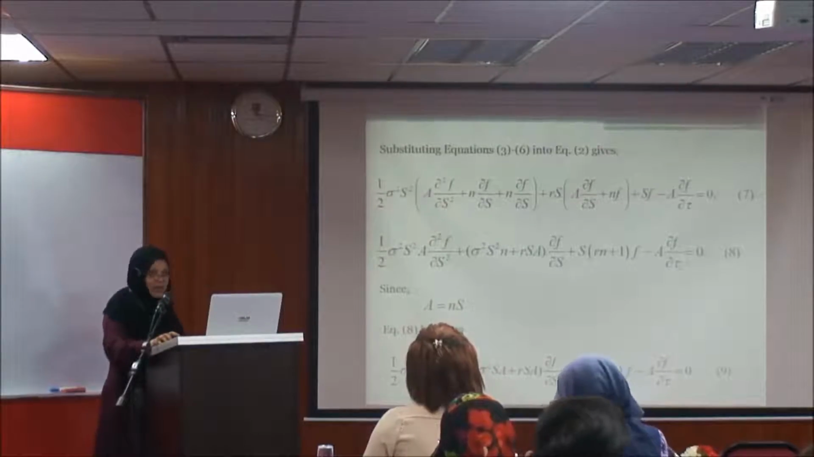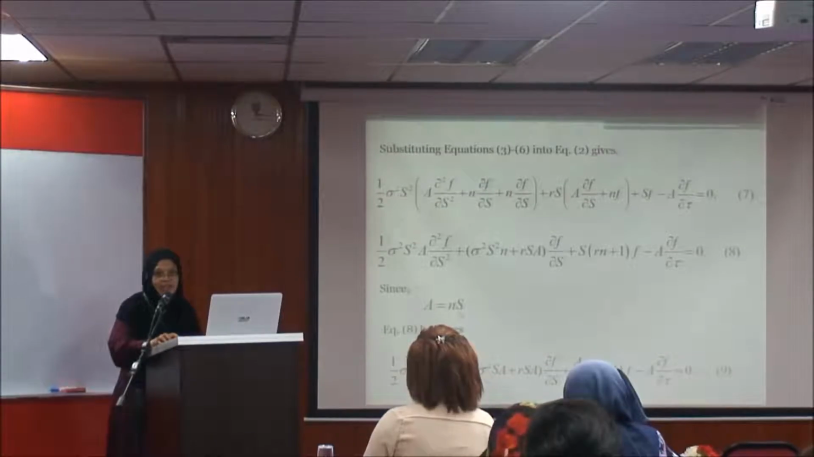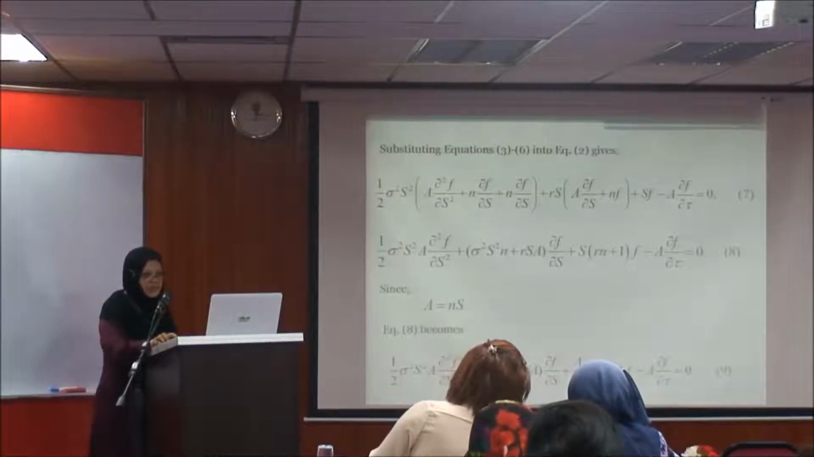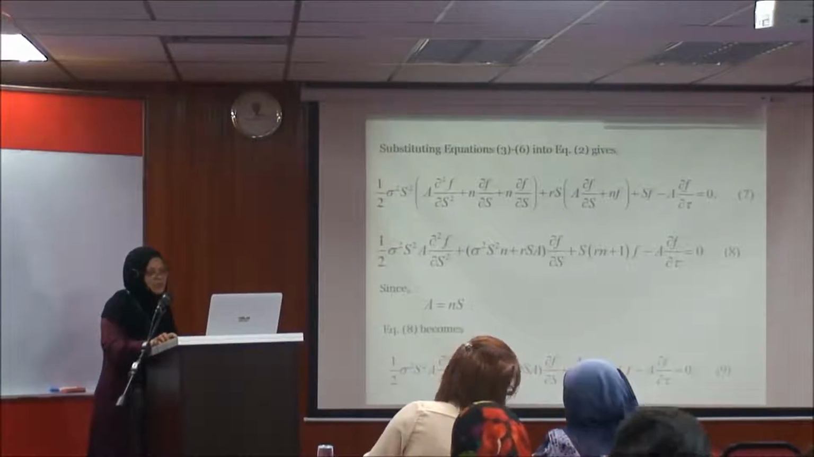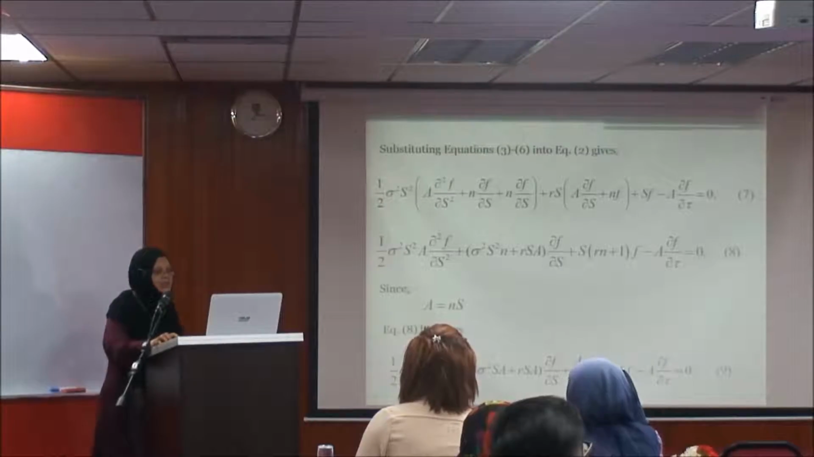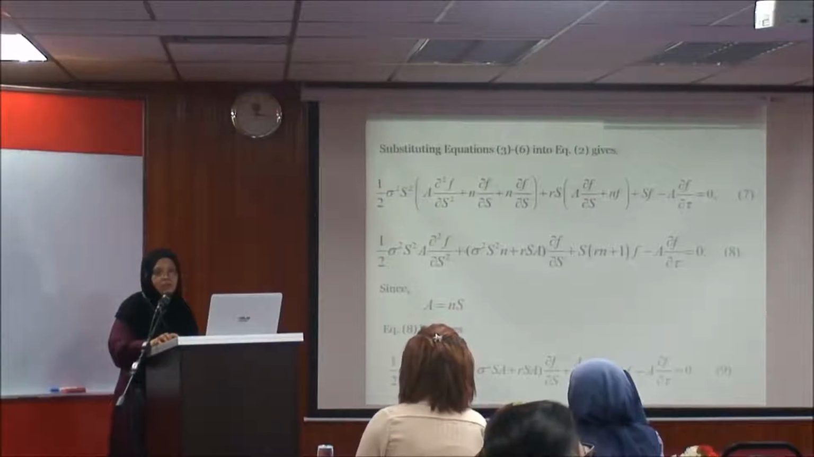So we simplify this equation 7, and we get equation 8. But we have said later that A is actually equal to e to the power of n times s. So equation 8 is now equation 9. Can we take out the A here? Yes. If we take out the A here, we will have 1 over 2 sigma squared s squared del squared f plus sigma squared s plus r s del f. The A will come out.